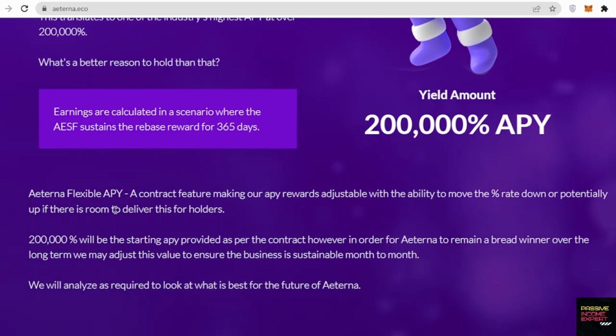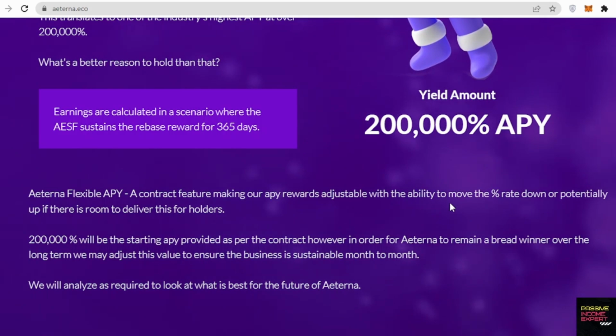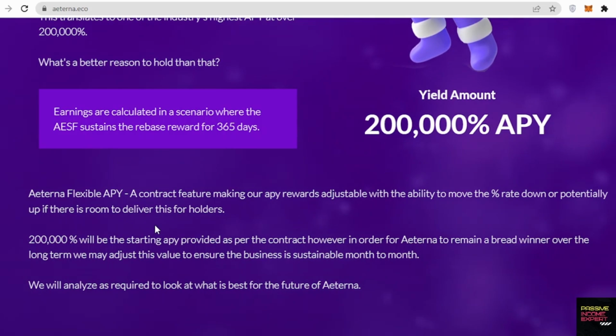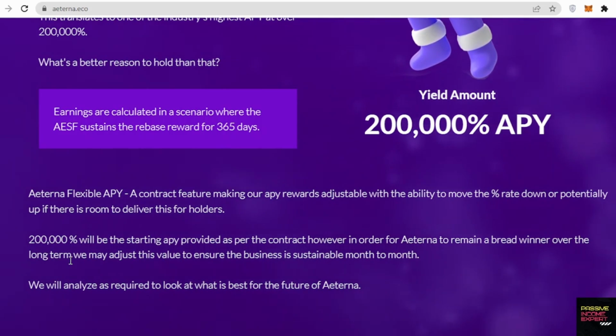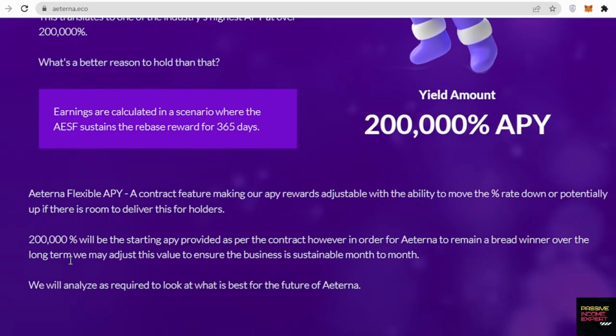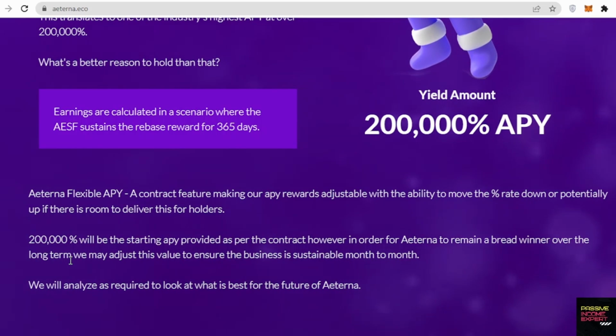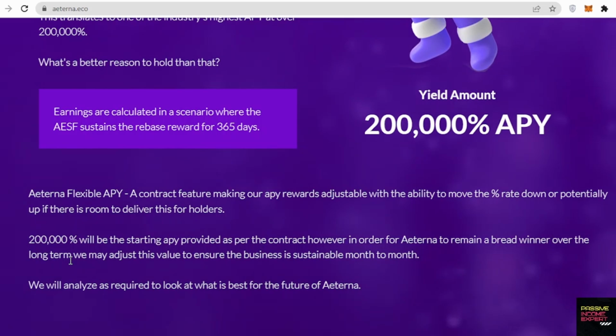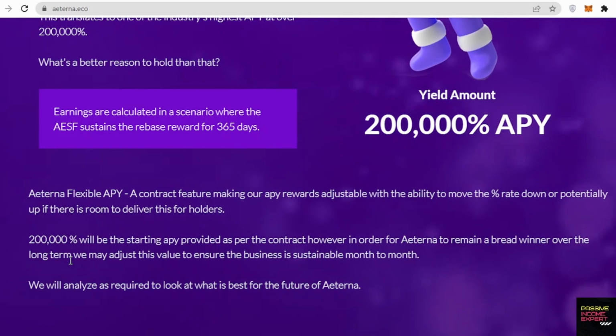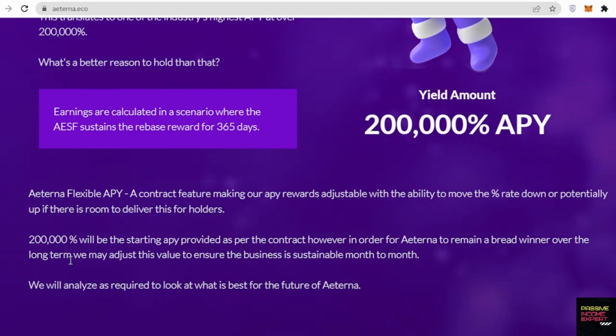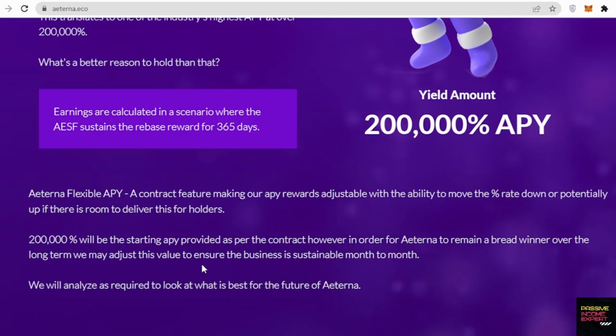So, Eterna Flexible APY, a contract feature making our APY rewards adjustable with the ability to move the percentage rate down or potentially up if there is room to deliver for the holder. So 200k percent will be the starting APY as per the contract which they have designed. However, in order for Eterna to remain a breadwinner over the long term, we may adjust its value to ensure that the business is sustainable month to month.